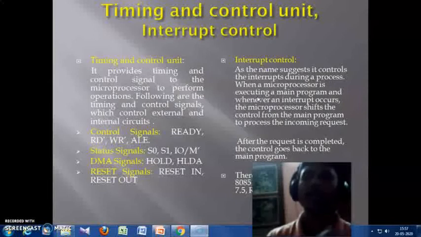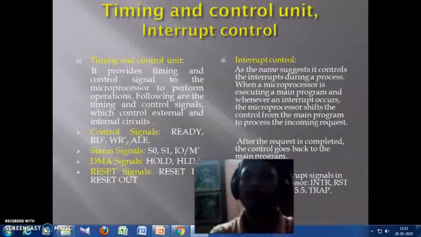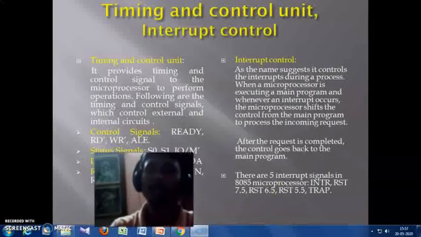So this is the interrupt procedure, and that can be done by using 5 pins. The 8085 microprocessor has 5 interrupt lines, that is INTR, RST 7.5, RST 6.5, RST 5.5 and TRAP. By using these 5 lines, the microprocessor can be interrupted, and peripheral devices can perform different tasks on an urgent basis by using the 8085 microprocessor.